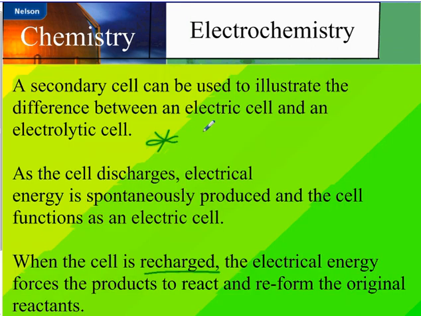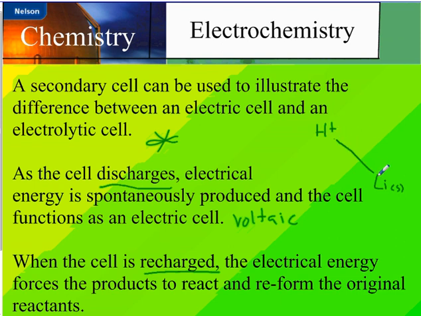A secondary cell can be used to illustrate the difference between a voltaic cell and an electrolytic cell. So essentially, as the cell discharges, so this means as it produces electricity spontaneously, it functions as a voltaic cell. An example of this is your cell phone battery. In your cell phone battery, you have solid lithium, which the battery is made up of, and you also have a strong acid present. So we have H+ ions.